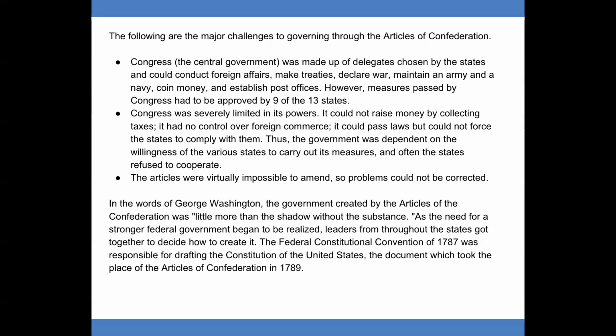The Federal Constitutional Convention of 1787 was responsible for drafting the Constitution of the United States, the document which took the place of the Articles of Confederation in 1789.